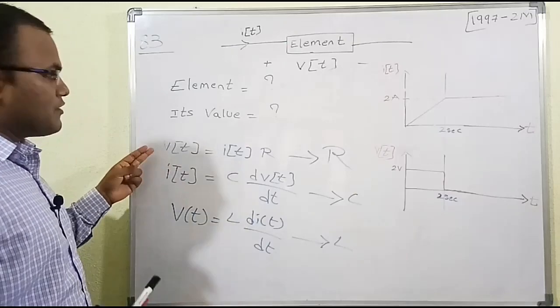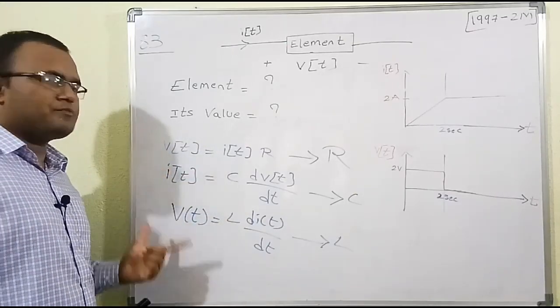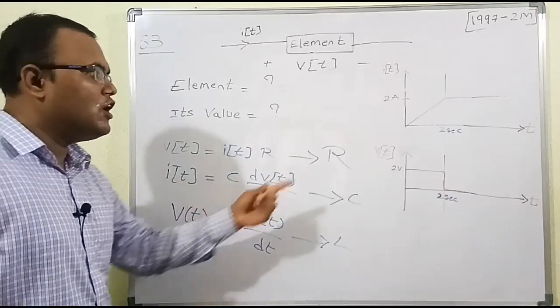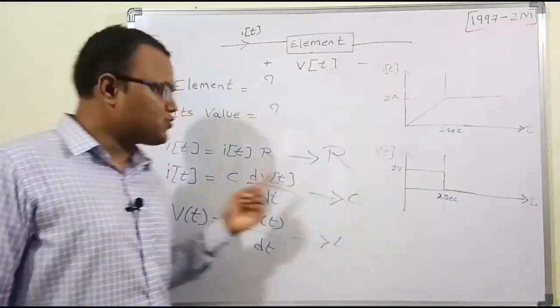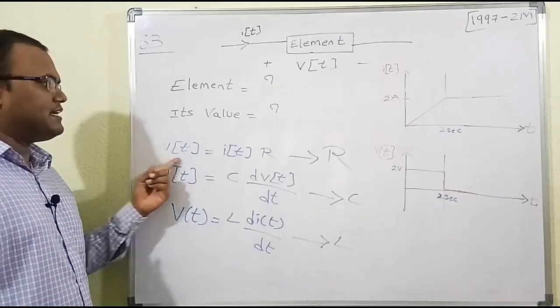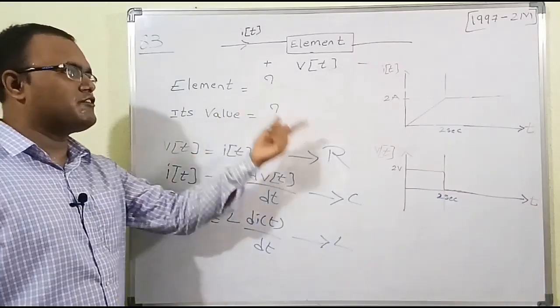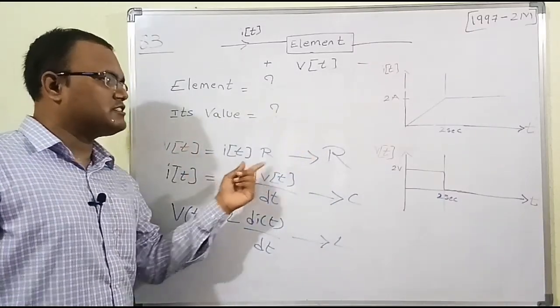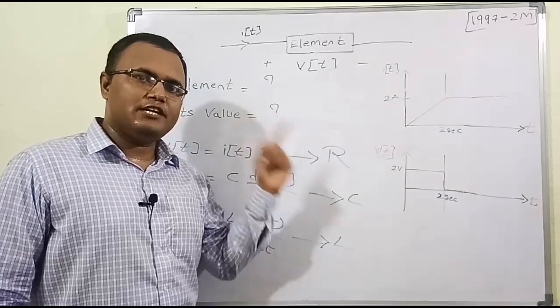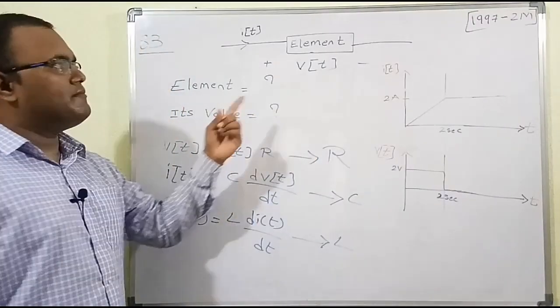So now we have already written the resistor, capacitor, and inductor equations. From these expressions we need to figure out whether these graphs belong to a resistor, capacitor, or inductor. First, let us assume it is a resistor. We check whether these equations and the graphs tally; only then will it be a resistor.